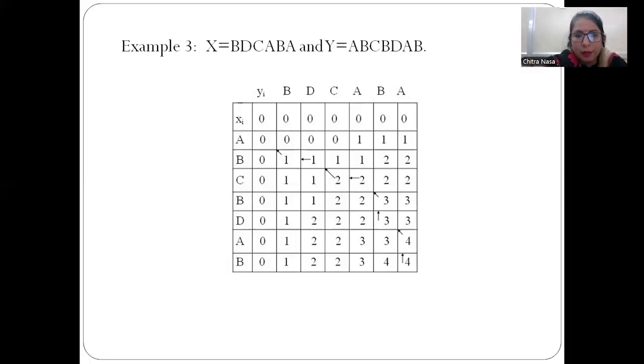In a similar manner, A is not equal to B, so 0 with an upper arrow. A is not equal to C, 0 with an upper arrow. A is equal to A. Now the character matches, so the diagonal value, that is 0 plus 1, gives 1 with a diagonal arrow.